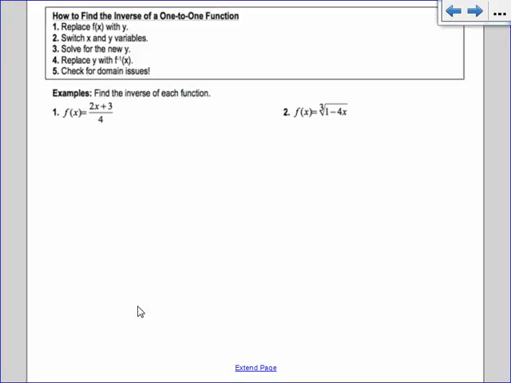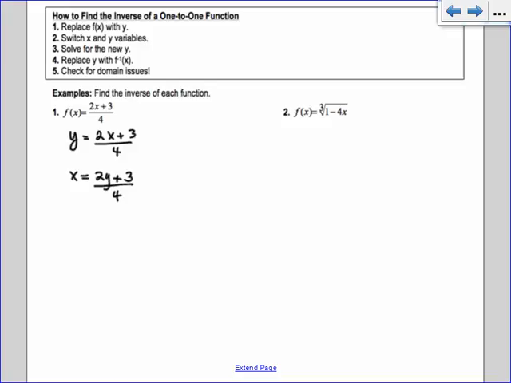All right, the other way is you could actually find the inverse. So we did this last year. It's a pretty easy process. It's not bad. So all you're going to do is switch your x and y values and solve for the new y. So I have all the steps written there. Instead of f of x, we know that f of x is just y. So I have y equals 2x plus 3 all over 4. And I'm going to replace my x and y with each other. So I'm going to have x equals 2y plus 3 all over 4.